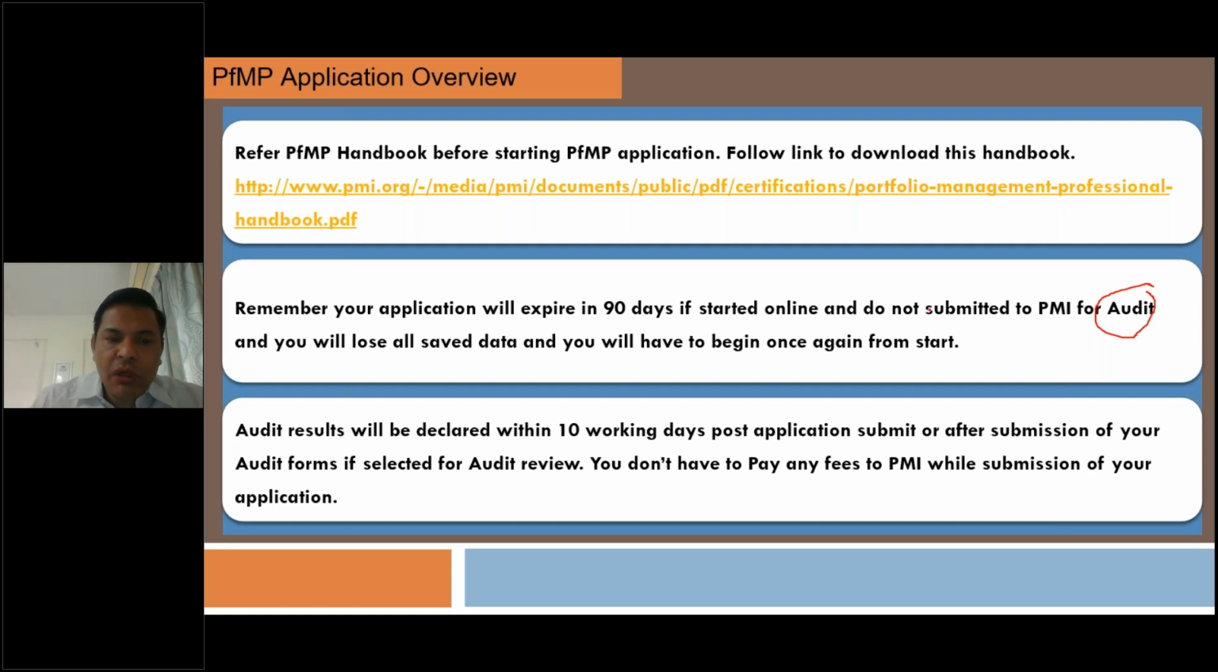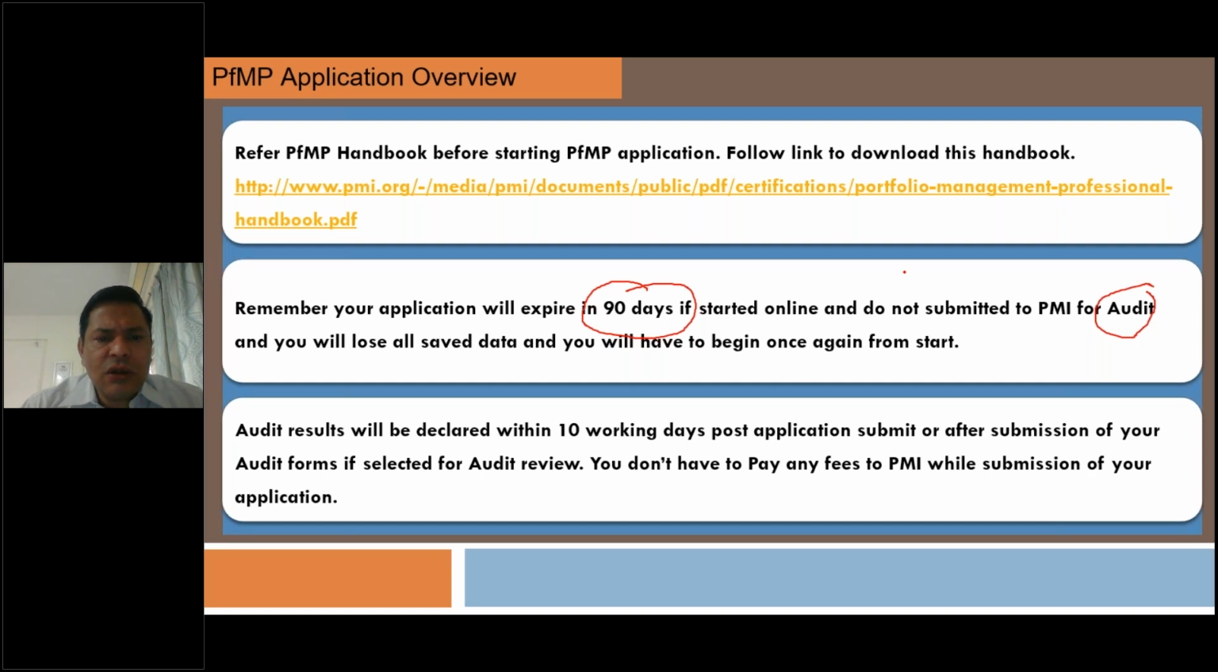Friends, please remember, once you start the application online, you must submit it within 90 days. If you're not able to submit the application in 90 days, your application will be closed and you will have to start again from the very beginning. All your data will be lost and it will be treated as another attempt toward the application process. So my request to you: only start the application process once you have all the necessary information with you.